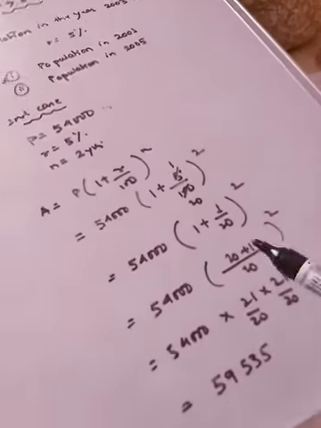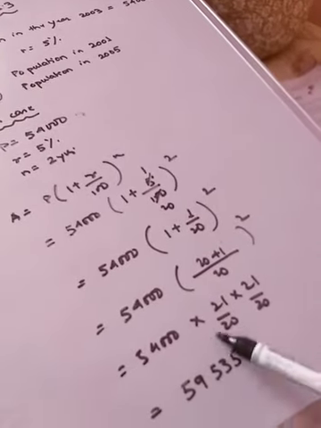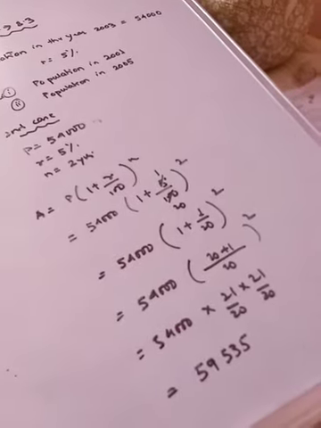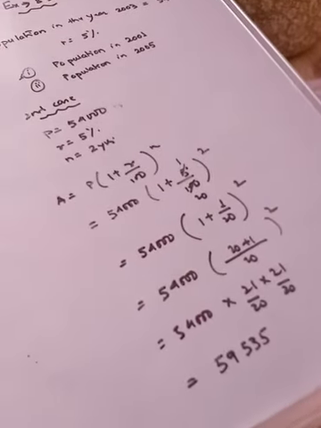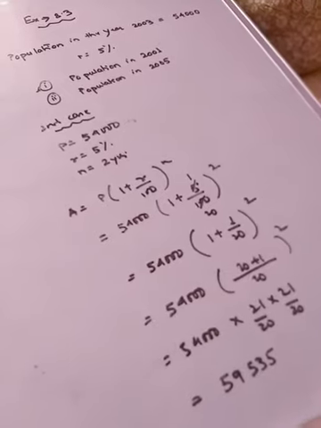Okay, so the population in the year 2005 will be 59,535. So this is the solution of sum number 10. Let's move on to sum number 11.